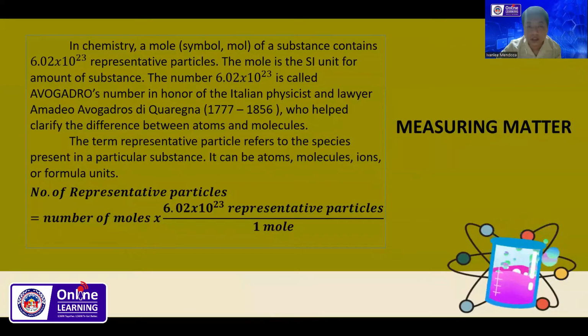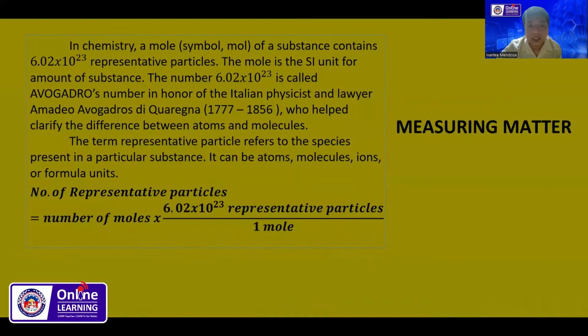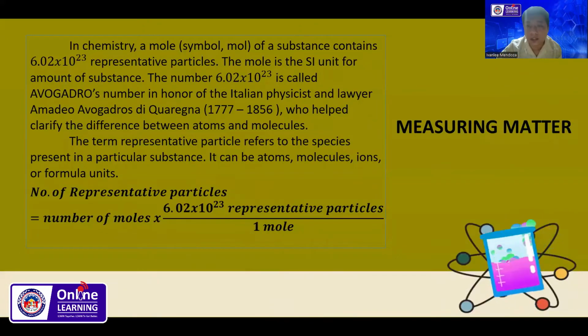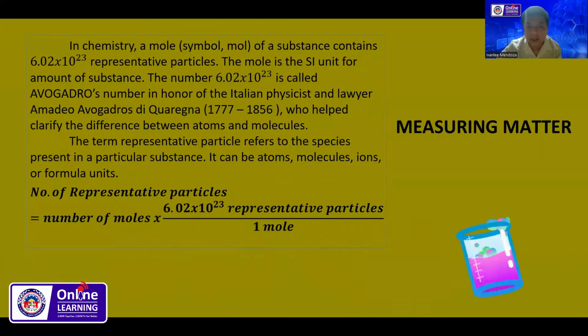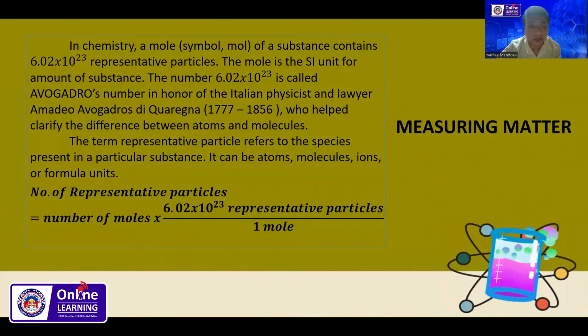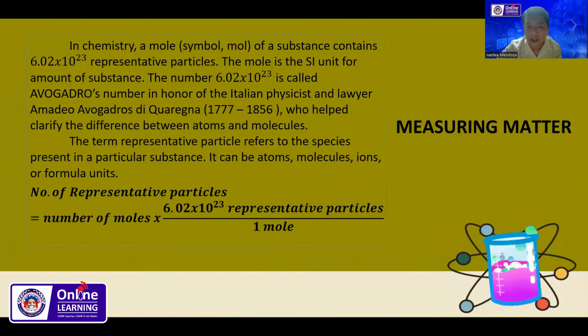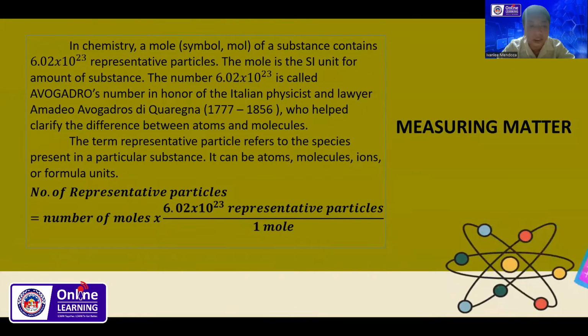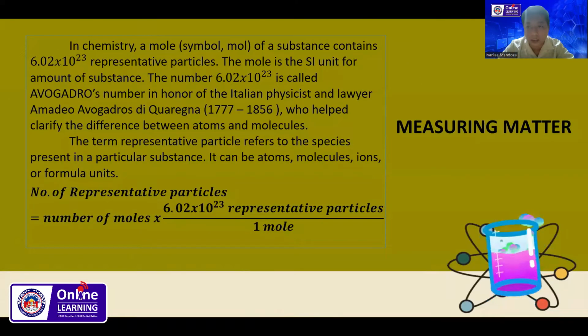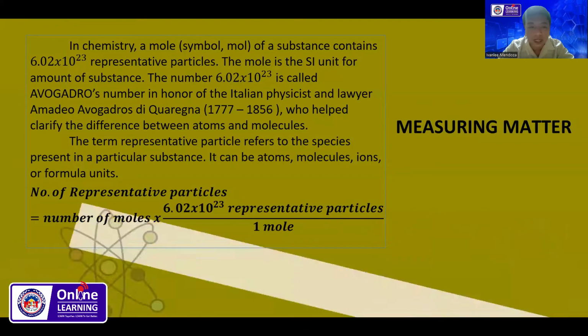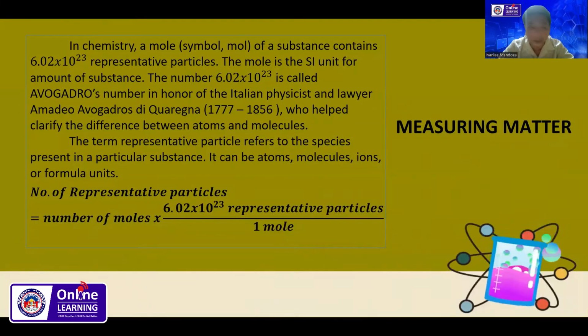The number 6.02 times 10 to the 23 is called Avogadro's number, in honor of the Italian physicist and lawyer Amadeo Avogadro di Quaregna, 1777 to 1856, who helped clarify the difference between atoms and molecules. The term representative particles refers to the species present in a particular substance. It can be atoms, molecules, ions, or formula units.